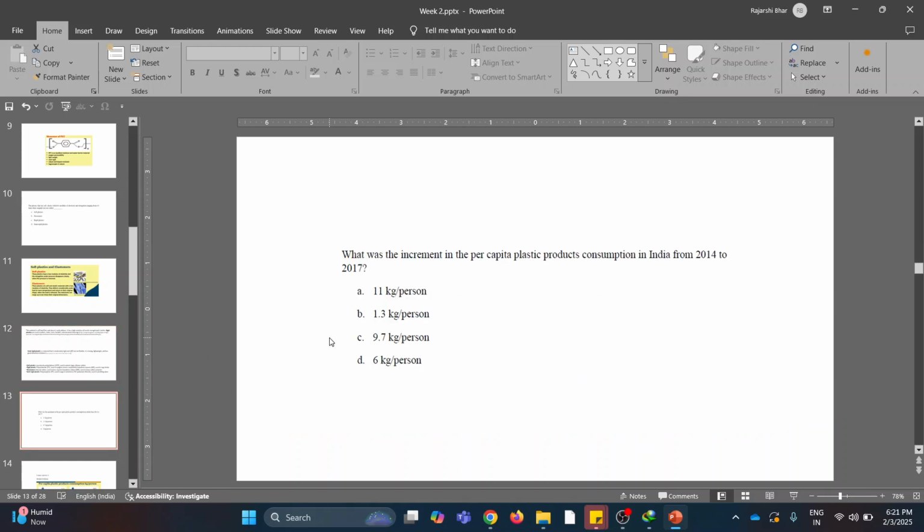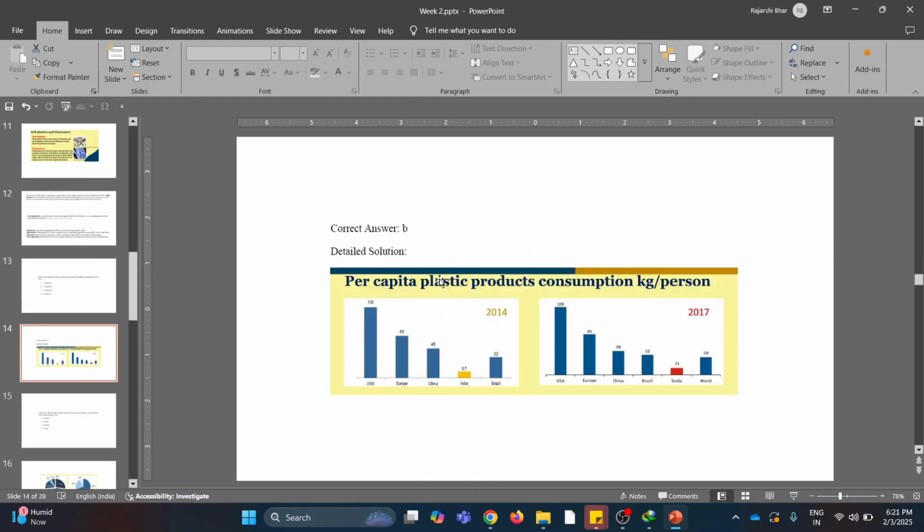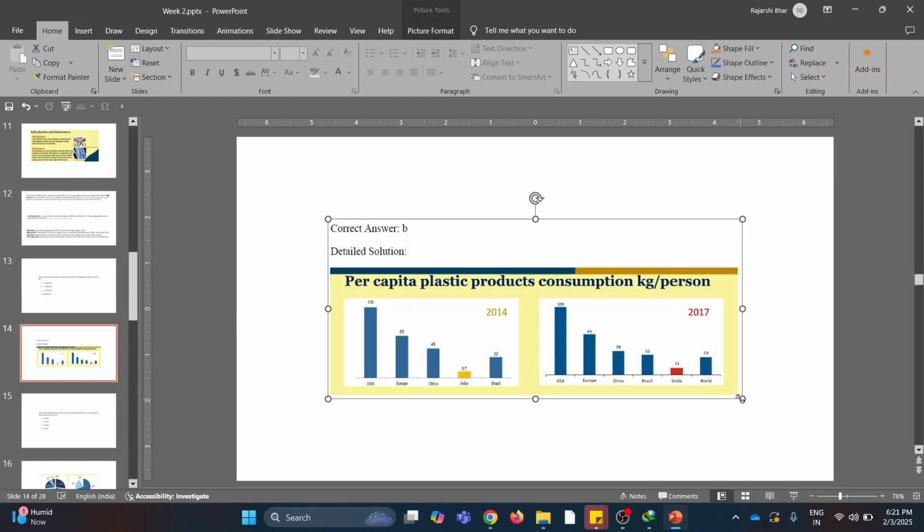After that, the next question is what was the increment in the per capita plastic products consumption in India from 2014 to 2017? So this is more like a memory-based question, and it's better if I show you the answer. So you can see here the correct answer is option B. And why is it like that?